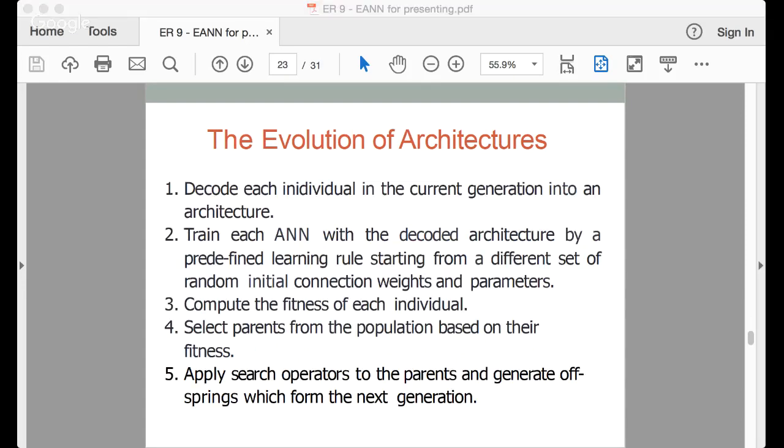The evolution of architectures involves decoding each individual in the current generation into one architecture. Train each artificial neural network with a decoded architecture by a predefined learning rule, starting from a different set of random initial connection weights and parameters. Then compute the fitness of each individual, and select parents from the population based on their fitness. Finally, apply search operators to the parents and generate offspring which form the next generation.